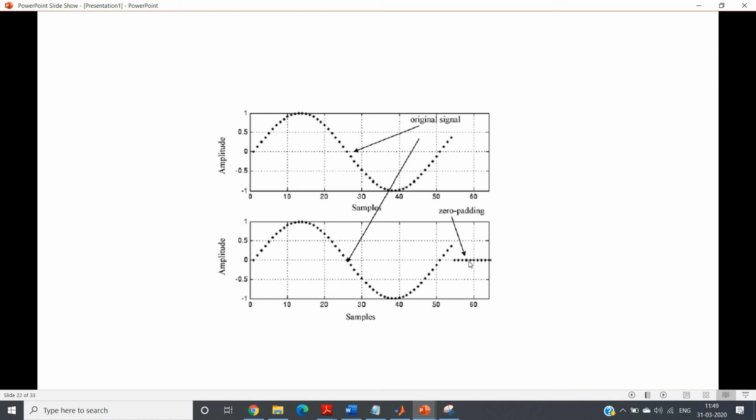Simple, right? From general knowledge we can say that if nothing is there, we will add 0. As simple as that.